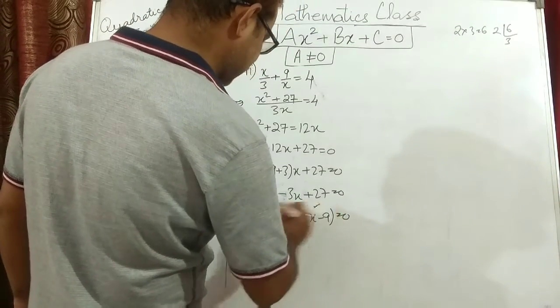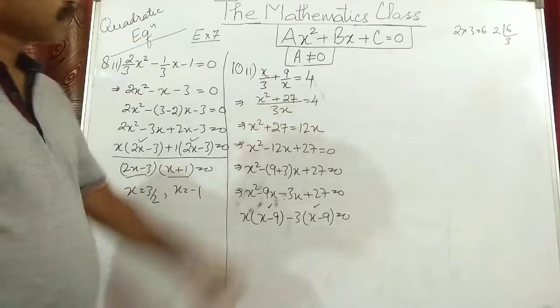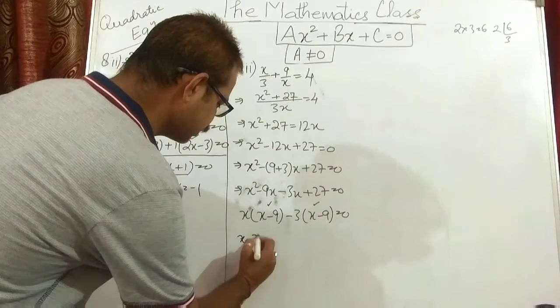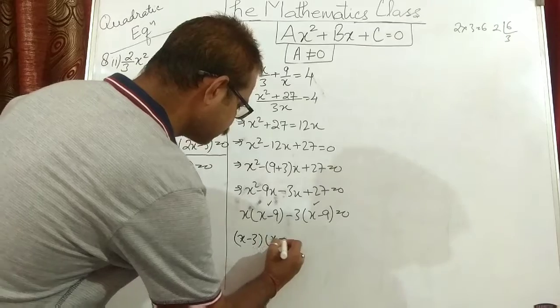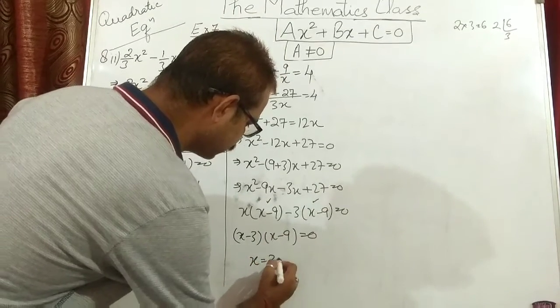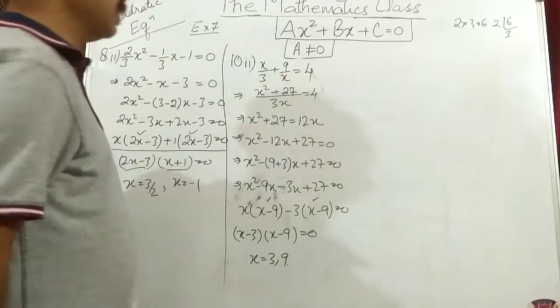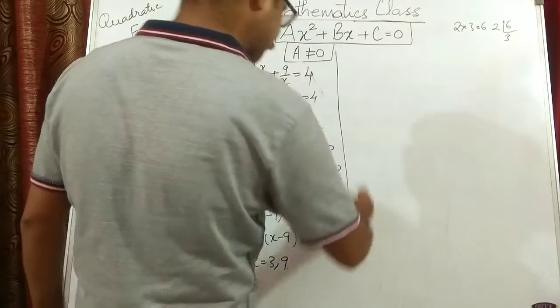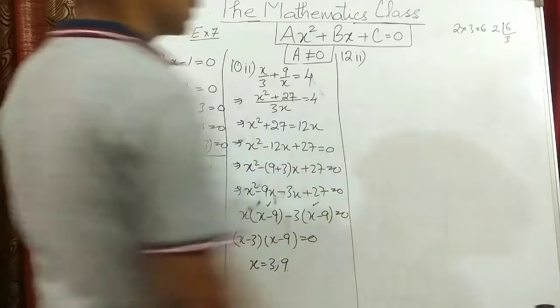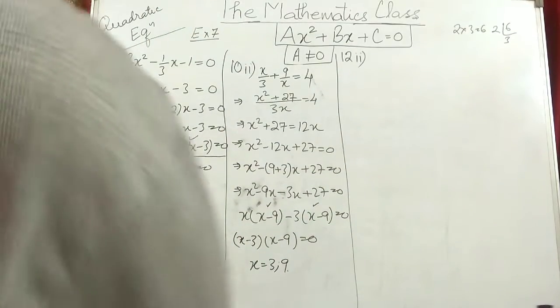You can see both these are same, x minus 9 and x minus 9. It means our calculation is right. From this you can take x minus 3 common. What is left? X minus 9 is equal to 0. Therefore x is equal to 3 and 9. That is a final value. Now we'll take next question is question number 12, second part.